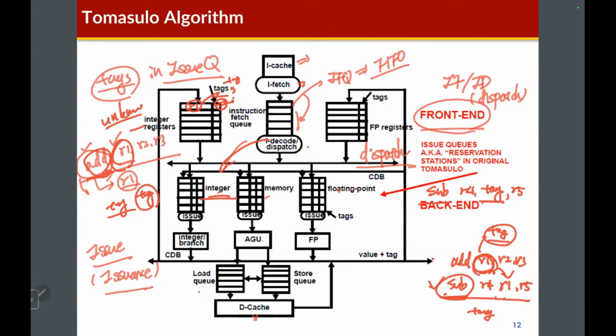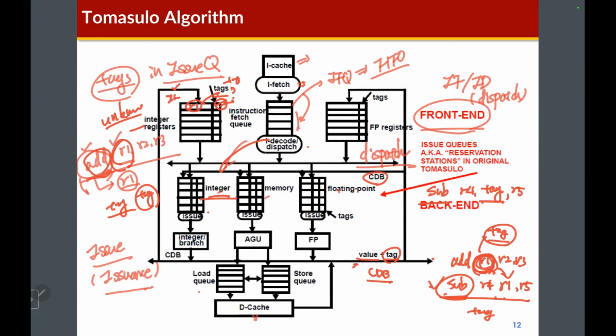When the add instruction is executed, R1 will be calculated, right? R1 will be computed. Then R1 is delivered on the common data bus here. So the final result and the tag number are delivered to the common data bus. Now, as you can see, the common data bus is connected to every issue queue. Also, the common data bus is connected to the register files, right?